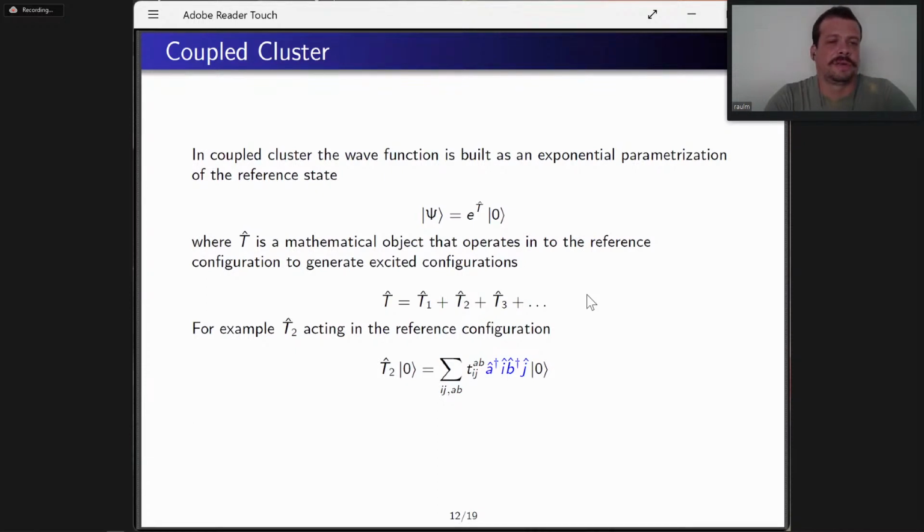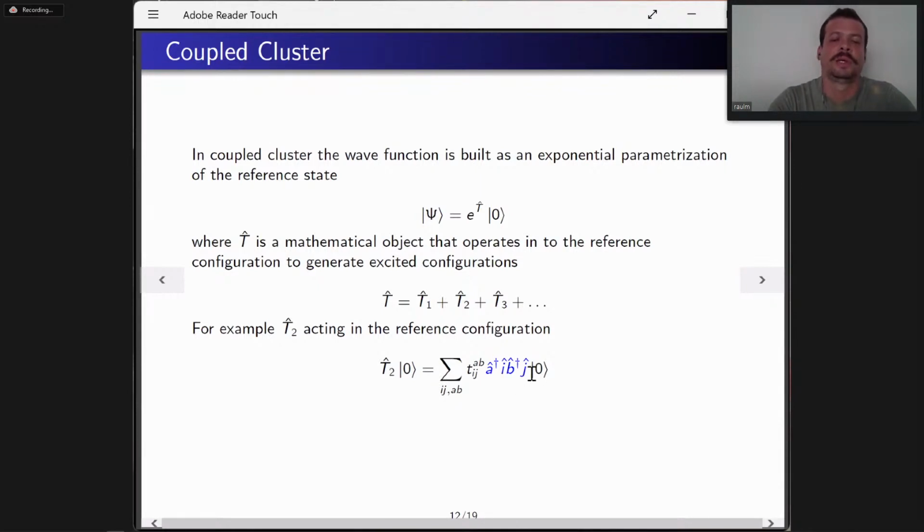The textbook definition of coupled cluster is that it's a wave function that is built as an exponential parametrization of the reference state. Here the argument of the exponential is T, and T is a mathematical object that operates on the reference state configuration to generate excited configurations. This T is also expanded in single excitations, T1, double excitations, T2, triple excitations, T3. Let's take as an example what T2 does to the reference state. It creates all the possible doubly excited state configurations, so we are creating a sum of all possible doubly excited configurations.